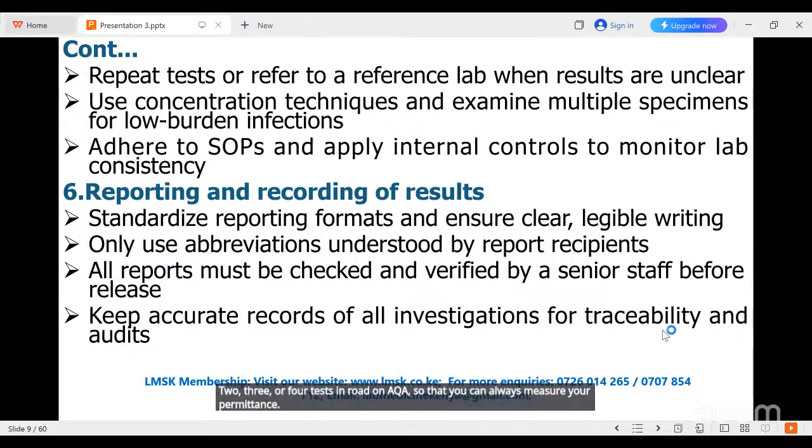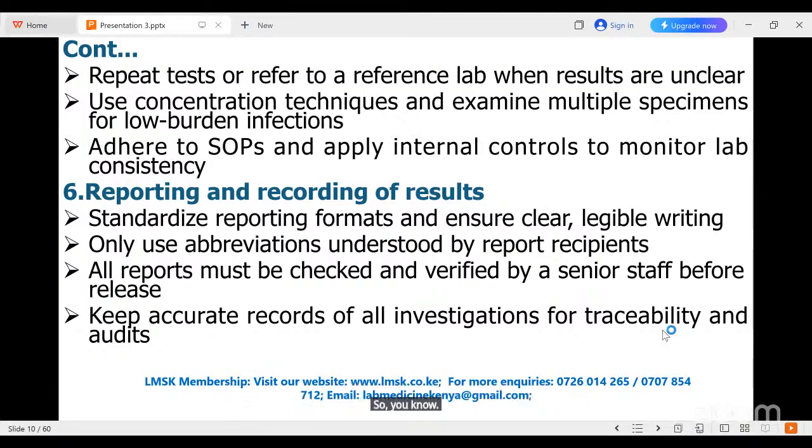Repeat tests or refer to a reference lab when results are unclear. So you are trying to look at the slide and you realize that you are unable to determine the stage or what you are actually seeing. And you've consulted your supervisor who is also unable to do that. You can refer that sample to another lab so that you can get clear results.